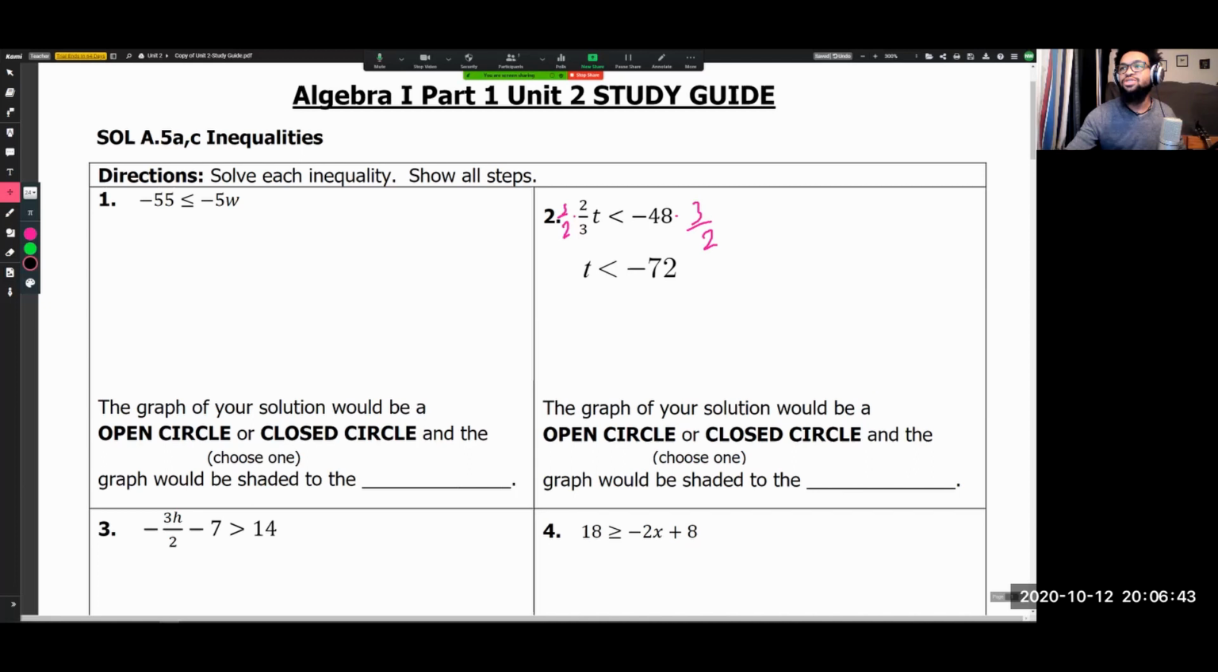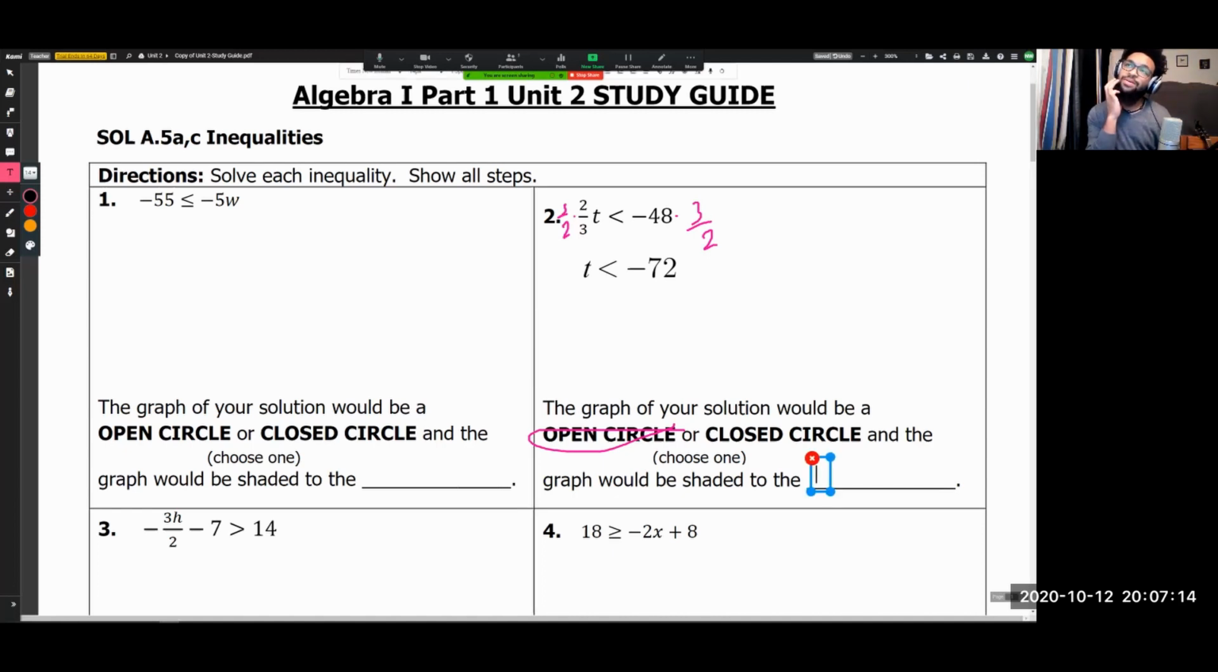And then in this question, it says the graph of our solution would be what? Would it be an open circle or a closed circle? Here you can circle it. I don't have a line underneath this. This isn't a less than or equal to. This is just less than. So it's going to be an open circle. Open circle. And then is it going to be shaded to the right or shaded to the left?